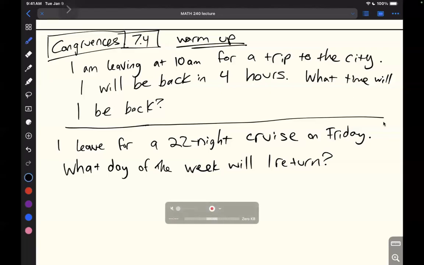All right, so I'm going to be leaving at 10 a.m. for a trip into the city. It's 10:45 right now, but in theory, I'm leaving at 10 a.m. for a trip to the city, and I'm going to be back in 4 hours. What time am I going to get back?